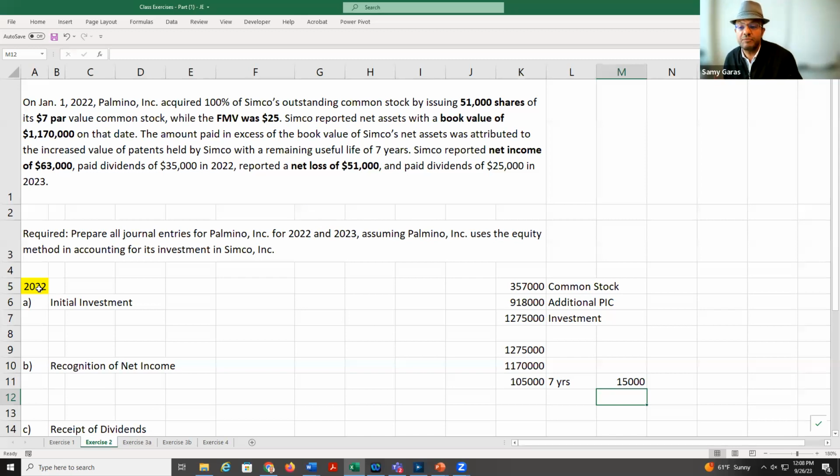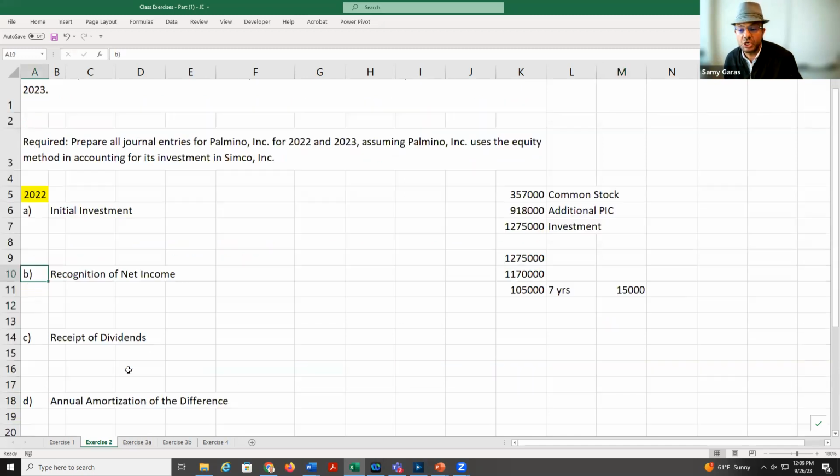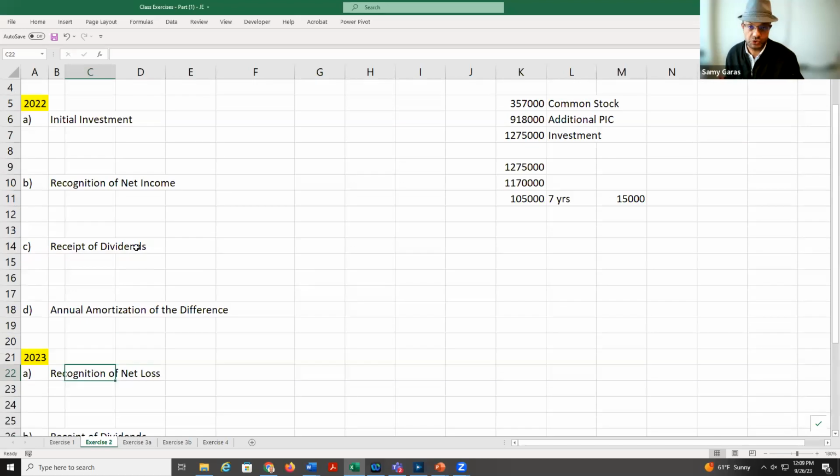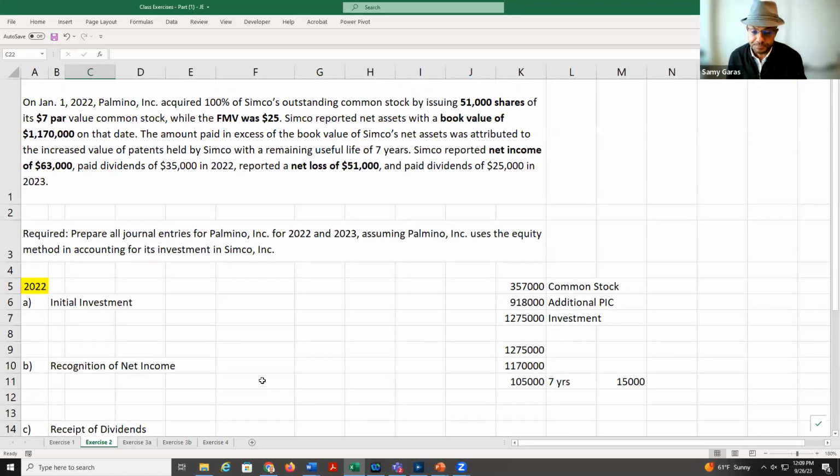In the first year of 22, the subsidiary company made net income. In the following year of 23, the company made net loss. So here in B, I make recognition of net income, but here in the next one, 23, we make the recognition of the net loss. Again, I encourage you to take a minute, go to the Excel file and try to answer the journals, and then come back to my video to compare your answers.